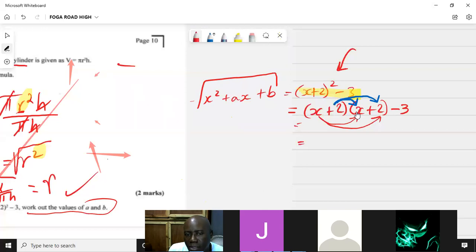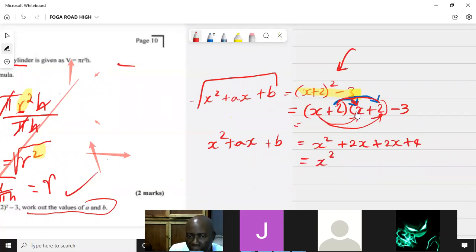So x times x will give us x to the second power. x times 2 will give us positive 2x. 2 times x will give me positive 2x. And then 2 times 2 will give me 4. So now x squared plus ax plus b, they're saying it's equal to that. Let us simplify. x squared plus 4x plus 4. That's what I have. But remember that there was a minus 3, so I'm going to reduce this 4 minus 3 and just call it 1.